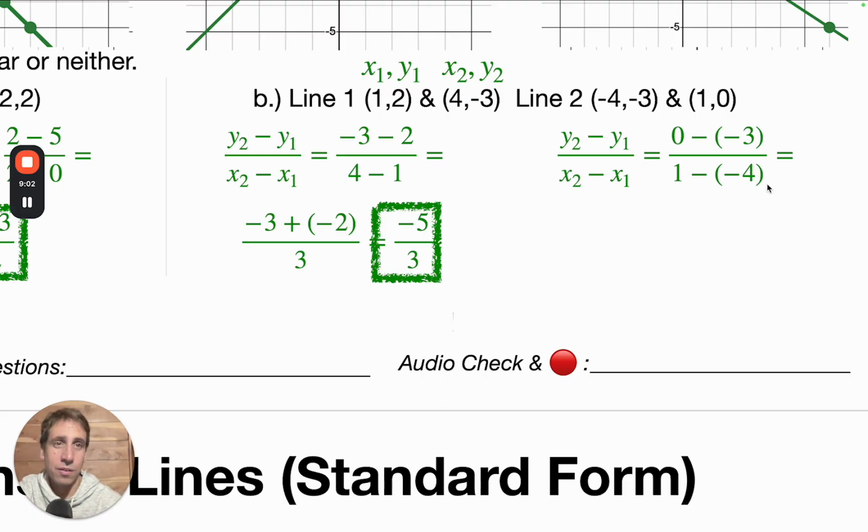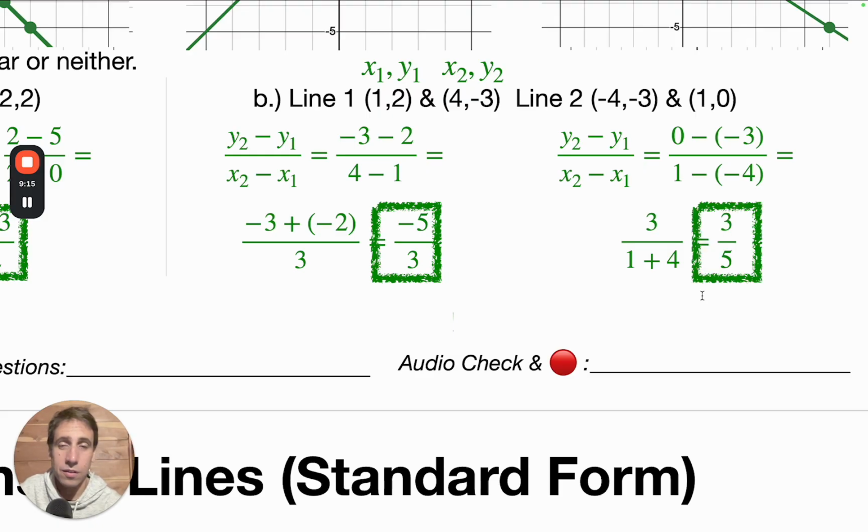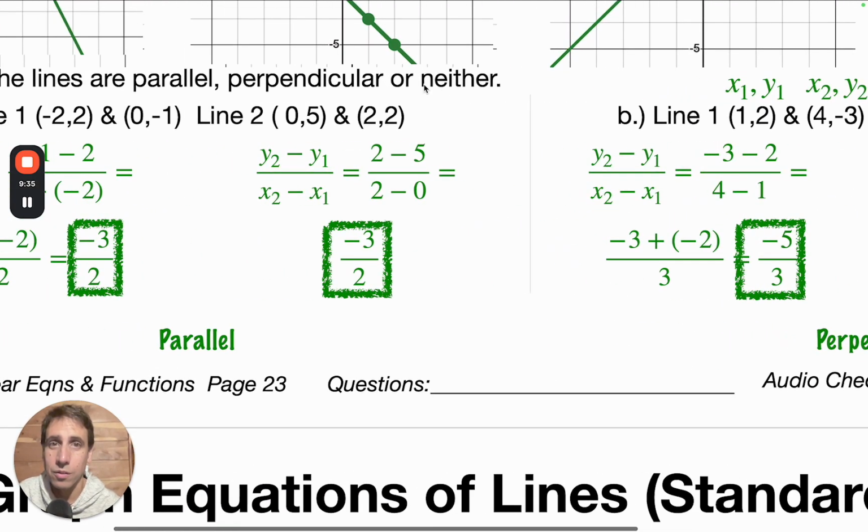So there's a lot of minus and negative, minus and negative. Maybe I can just turn them both into plus. There's 0 plus 3 and 1 plus 4, which gives me 3/5. Now you might say, well, what do these have in common? Wait a minute. One's negative and one's positive, and then 3, 5, 3, 5. They're just reciprocals of each other. They are opposite reciprocals. Okay, so that means they're going to be perpendicular. And there's also the possibility that they're just two random slopes that have nothing in common. So two lines could be neither perpendicular nor parallel.